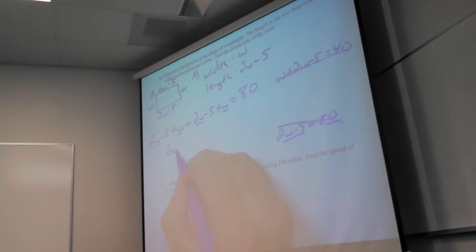6W's. And do the 5's cancel? Yeah, they're both the same sign, so they add. So I get minus 10 equals 80. And now that's looking really nice.